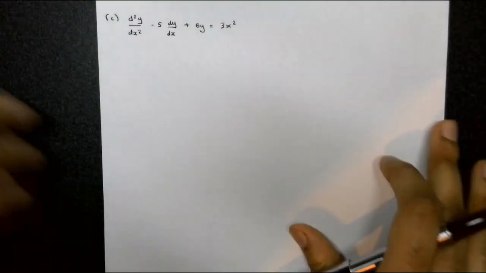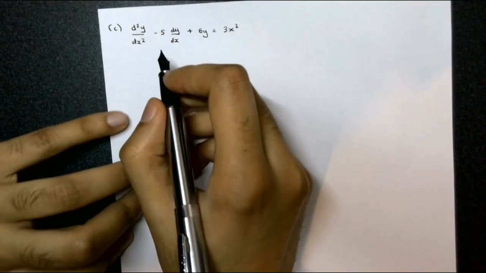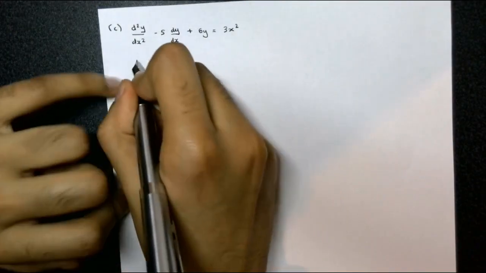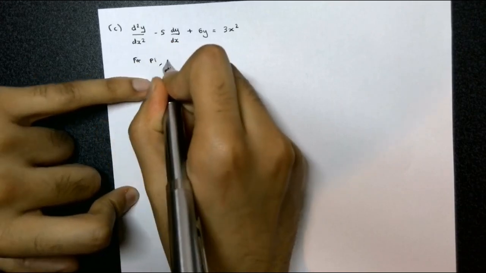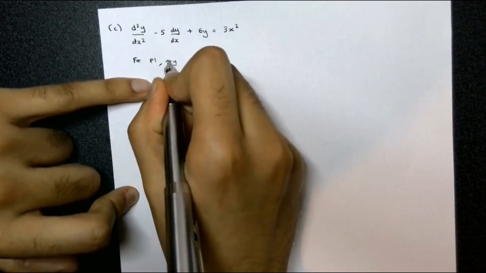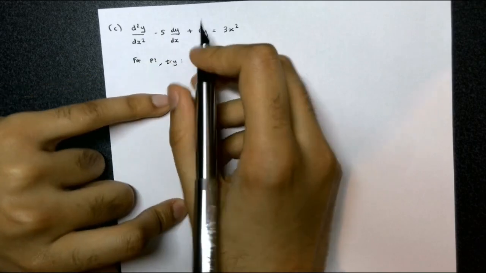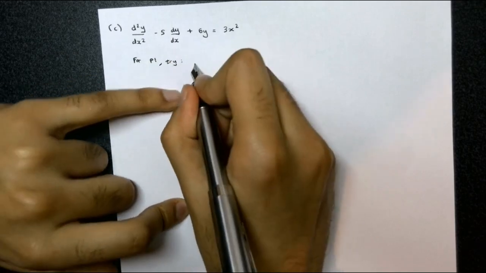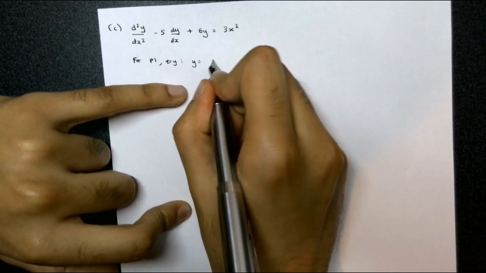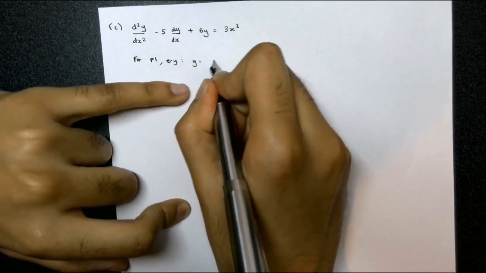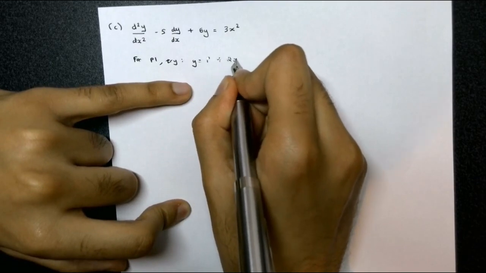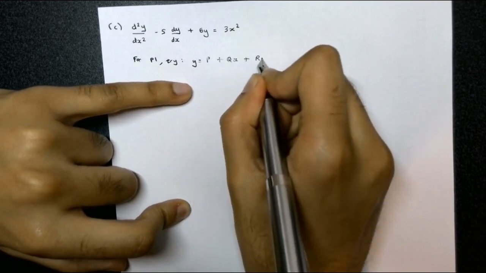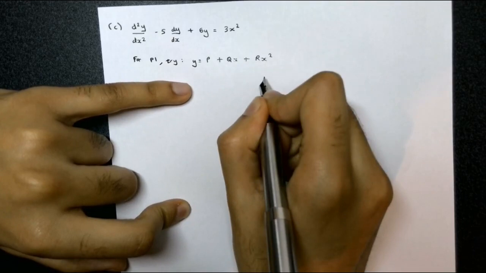So what we will do now is, for the particular integral, we will try something of the form y equals p plus qx plus rx squared.